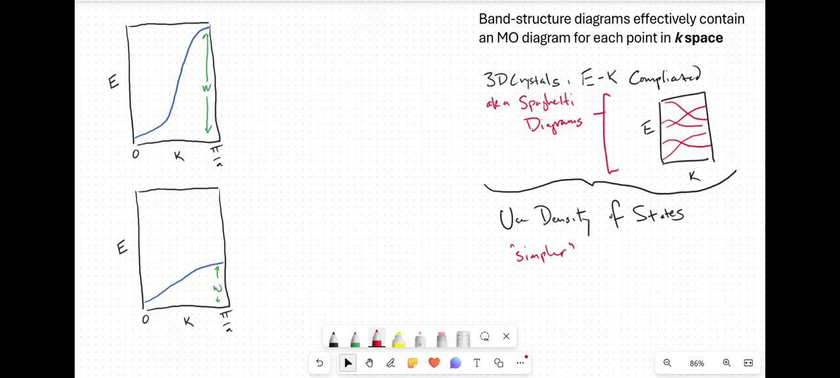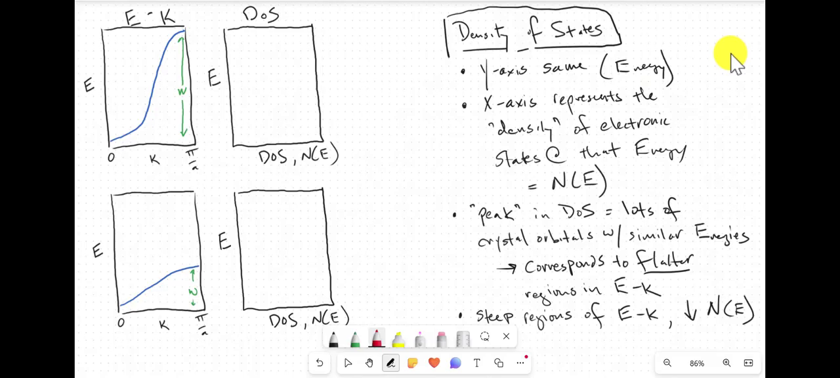So one mechanism for depicting the electronic structure in a simpler format is to convert these band structure diagrams, these spaghetti diagrams that are really complicated, into things called density of states plots, or DoS for short. All right, so let's define this density of states plot. The idea of density of states is really just a representation of the density, literally the number of electronic states at a similar energy within the volume that you're describing, within a cubic centimeter or whatever.